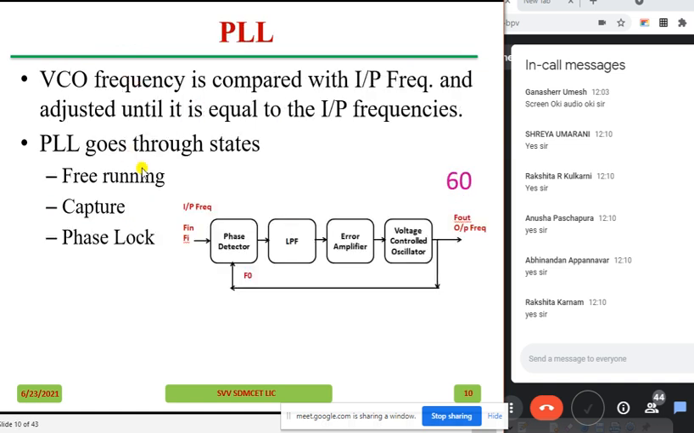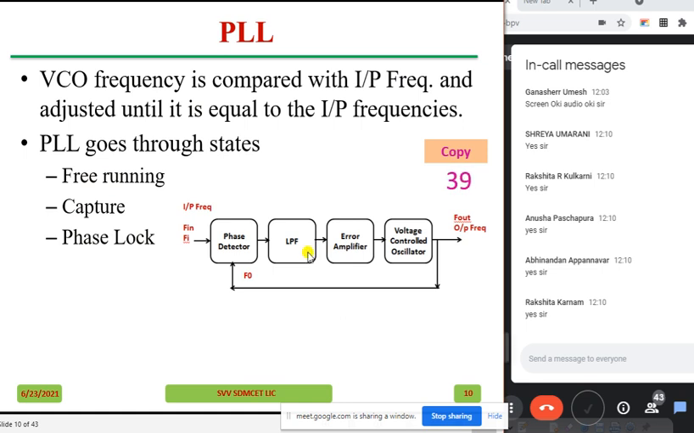Now the PLL goes through 3 states: free running state, capture range and phase lock. Many times students get confused, so you can read it twice, thrice. Free running, capture, phase lock. Free running means you will have the center frequency, for example F0 is the center frequency. Capture means it is the frequency at which the output becomes equal to the input. We call it a capture.